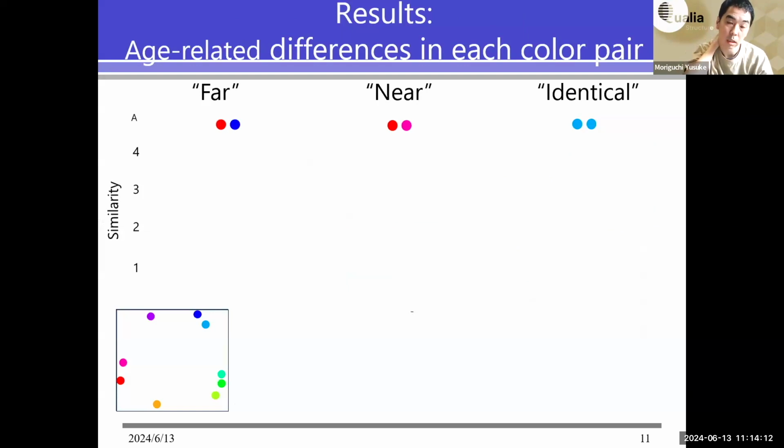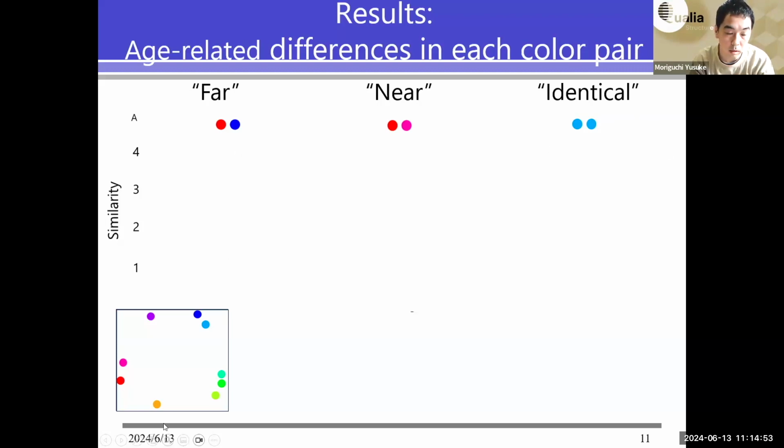Finally, this is actually an interesting result, we believe: we analyzed the age-related difference in each color pair. There are actually 45 color pairs in this experiment, like blue and red, or blue and pink, or something like that. And we calculated the age-affected similarity rating of each color pair, so 45 color pairs. And we found some interesting results, and we categorized the results into 3 groups: the far group, the near group, and the identical group.